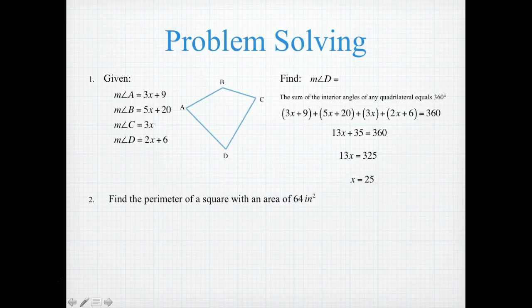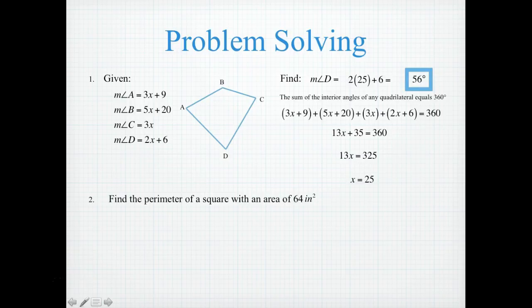Now I'm going to use x equal to 25 to answer the question. The question is find the measure of angle D. The measure of angle D was given at the beginning as 2x plus 6. Now that I know that x is equal to 25, I can substitute 25 into that expression. You get 2 times 25, which is 50, plus 6 is 56 degrees. So the measure of angle D in example 1 is 56 degrees.